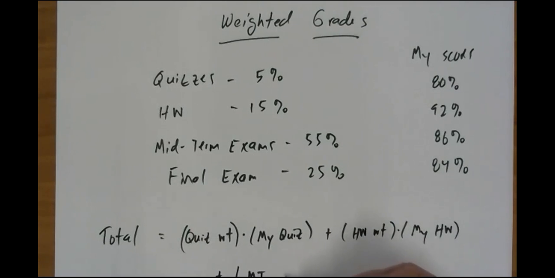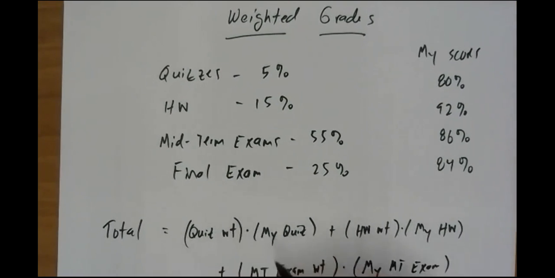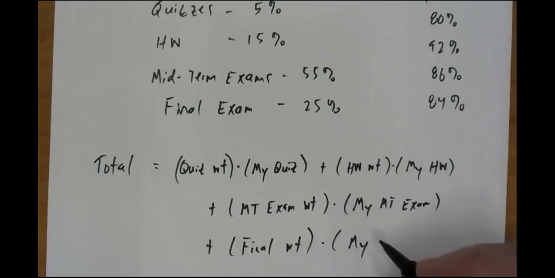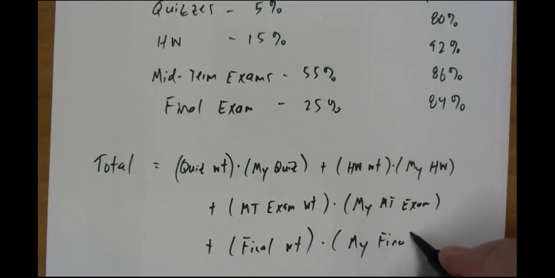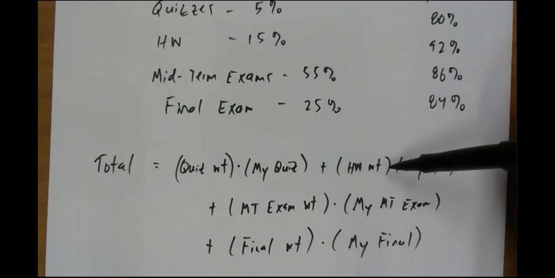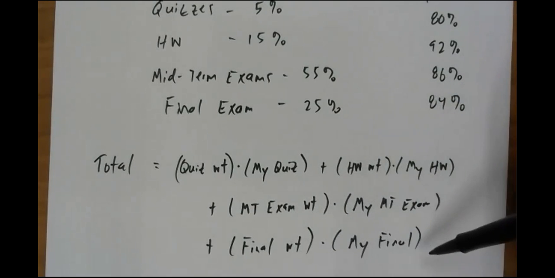And then I'll call it MT for midterm exam. Midterm exam weight times my midterm exam score, plus the final exam weight times my final exam score. So we got 4 parts here we're adding together. You can see this is like the quiz information, the homework information, the midterm exam information, and the final exam information.